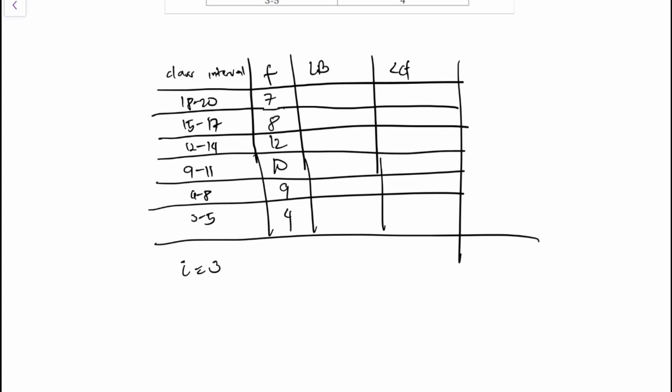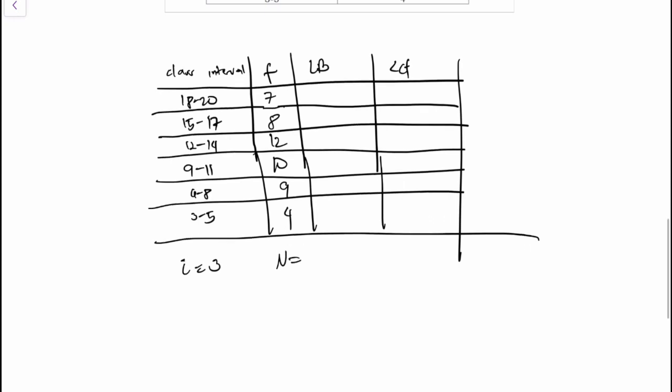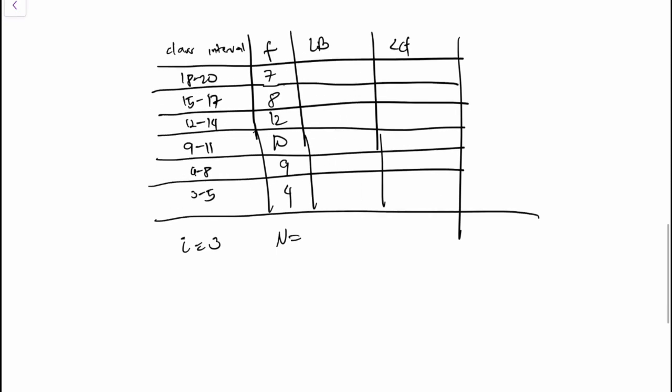Now, we need to get the total frequency. To get the total frequency, we will just sum all of the values in the column. So the total sum of the frequency is denoted as n. So 7 plus 8 plus 12 plus 10 plus 9 plus 4 is equal to 50.